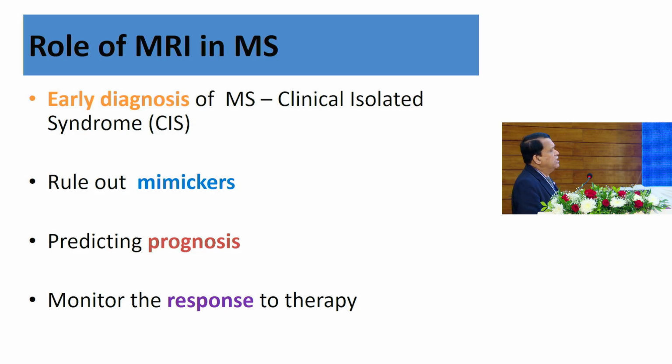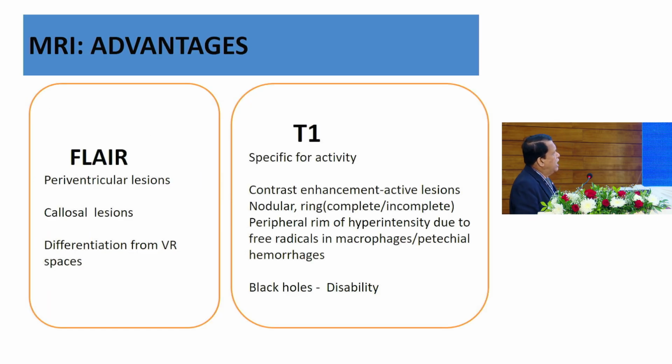And MRI always helps us to rule in MS. There is also clinically isolated syndrome, and we have to rule out the mimickers and predict the prognosis. It helps to monitor the response to therapy. And these are the classical pictures, periventricular lesions. Outside the ventricle, you see in the FLAIR images, there are multiple lesions. Callosal lesions, corpus callosum involvement, and it has to be differentiated from VR spaces.